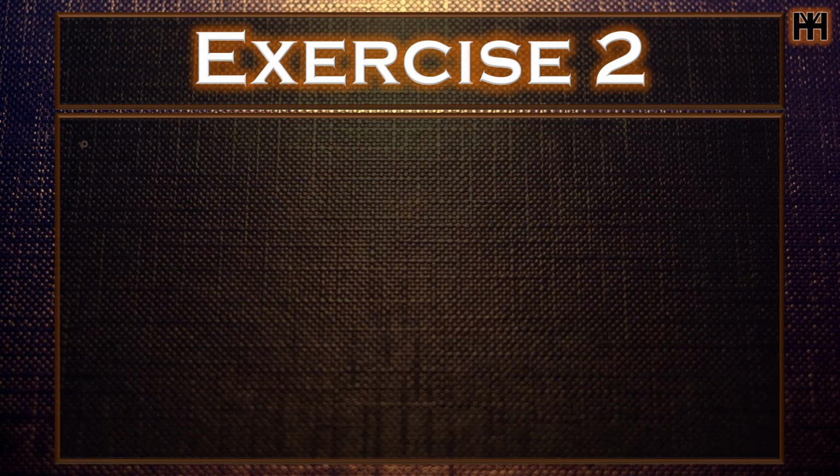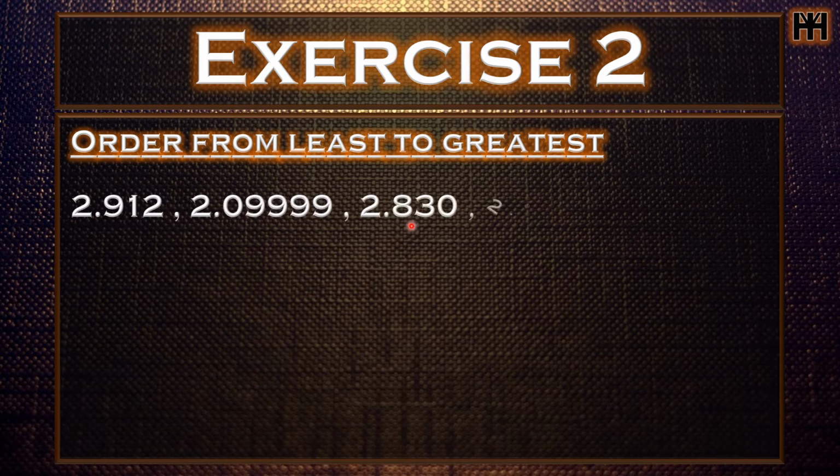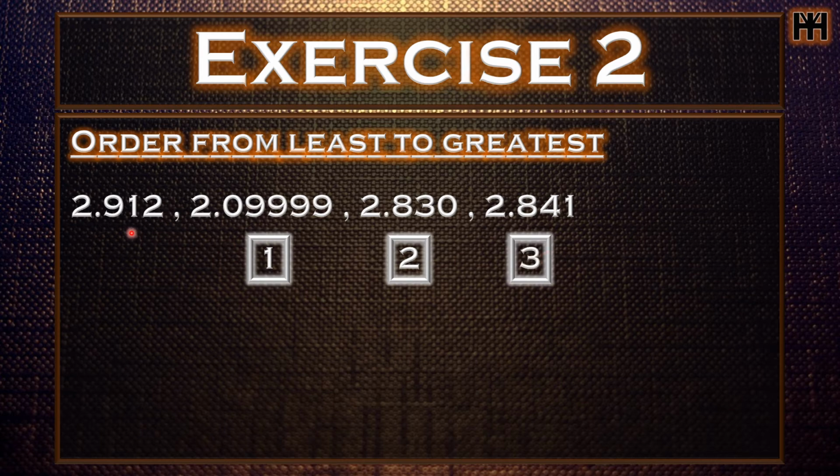Exercise 2. Order from least to greatest. Okay, so we have these decimal values and we want to order them from least to greatest. Okay, which one of those is the least decimal? Here it's 2.9, 2.0, 2.8. This first digit is 0. So this is the least. This is 8.3. Here it's 8.4. Then finally this one. Okay, if you are confused, you can use the method I used previously. Put them above each other and compare them digit by digit.